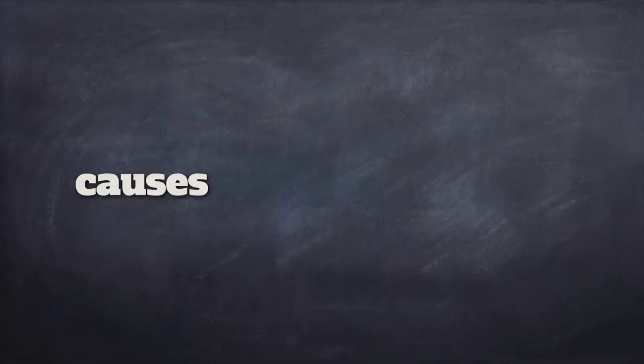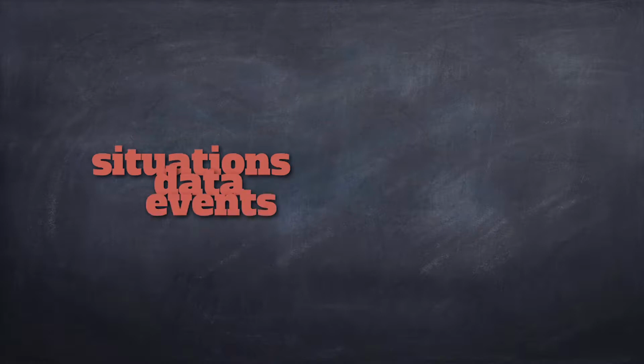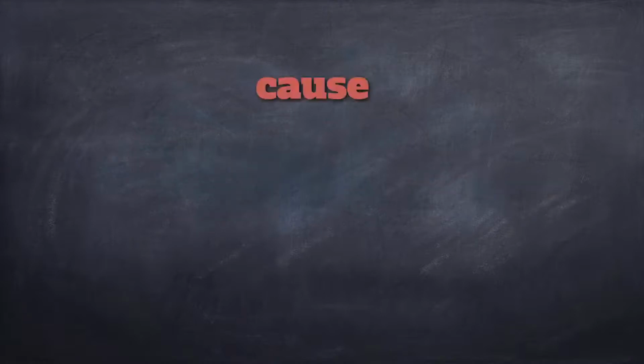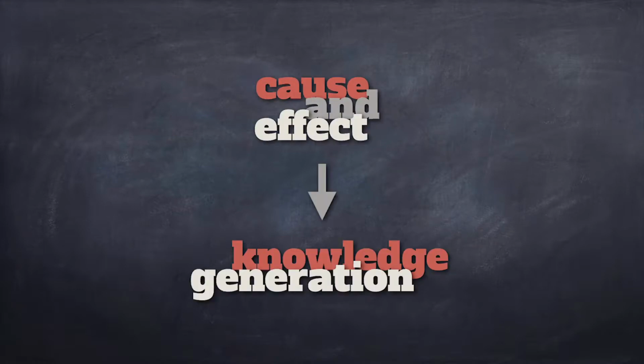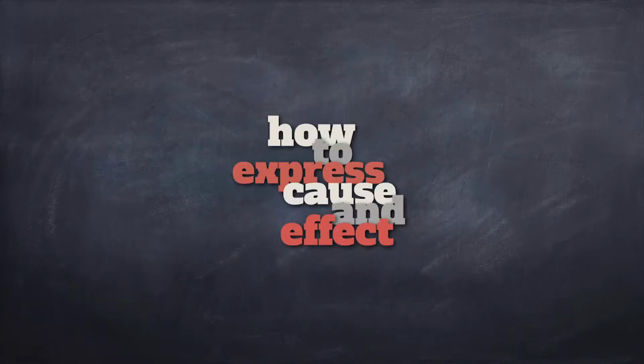What we do in class is identify what causes push phenomena into existence. Or we examine situations, data, phenomena, and trace back their cause. Knowledge generation relies very heavily on this relation. But our concern here is the turns and bends of the language used to express cause and effect.